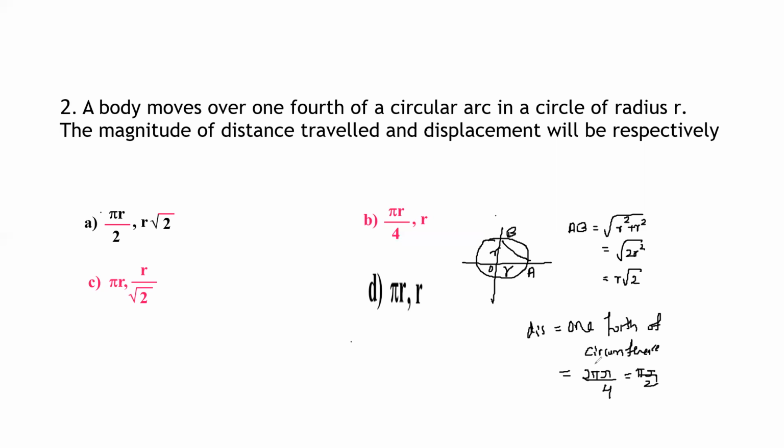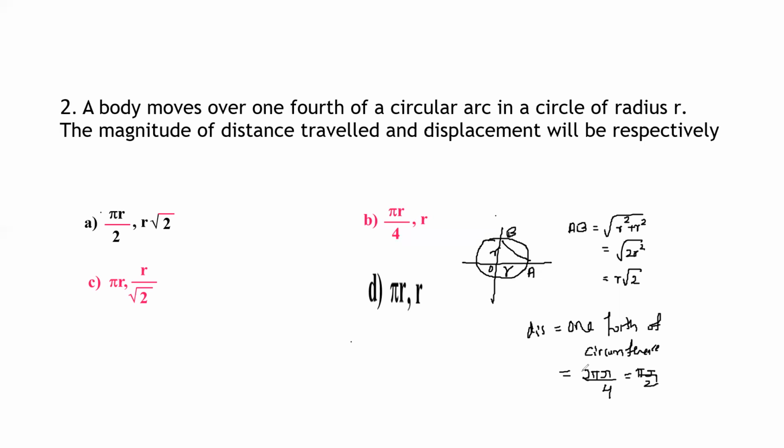So, a very interesting question. A body moves over 1/4 of a circular path of radius r. The magnitude of distance traveled and displacement will be? So displacement is r root 2 and distance is what? That is pi r divided by 2. So the correct option is option A.